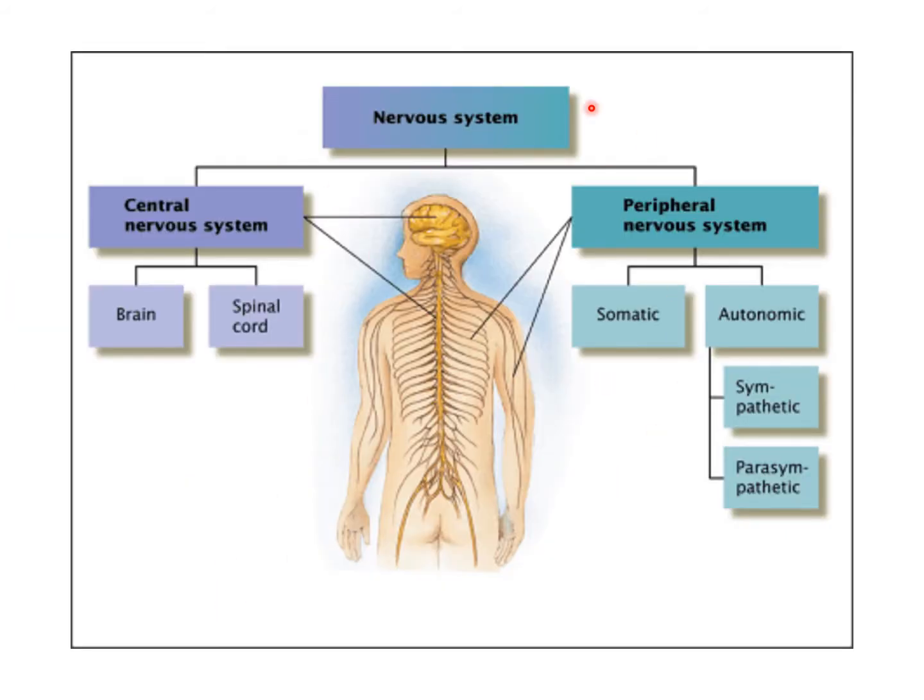Again, here we can see the main divisions. The central nervous system is made up of the brain and the spinal cord. Of course, we also have the brainstem at the base, at the top of the spinal cord. And the peripheral nervous system has somatic and autonomic fibers. And the autonomic is divided into sympathetic and parasympathetic, as we will see.